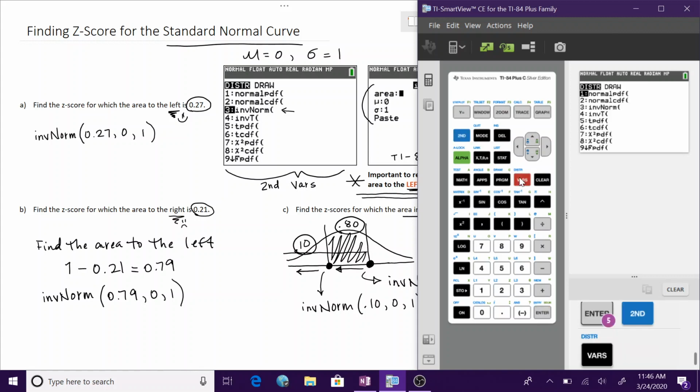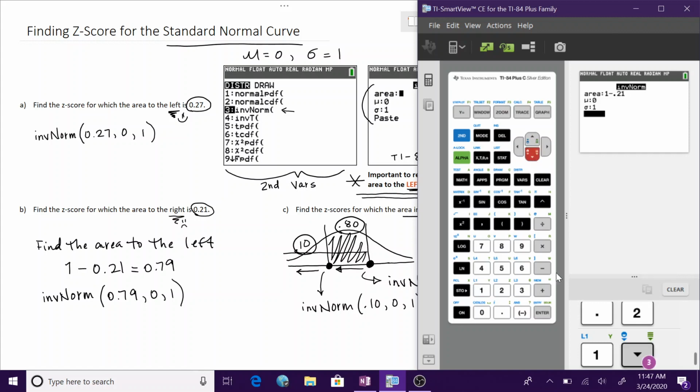For B, we're going to go back and do second vars, toggle down to number 3, our inverse norm. And if you notice, I said you can either do this 1 minus 0.21 beforehand or after. I'm going to put it in as 1 minus 0.21. Make my life a little bit easier. I don't have to do all the extra work. Go down and paste and press enter. We get a z-score of 0.8064.